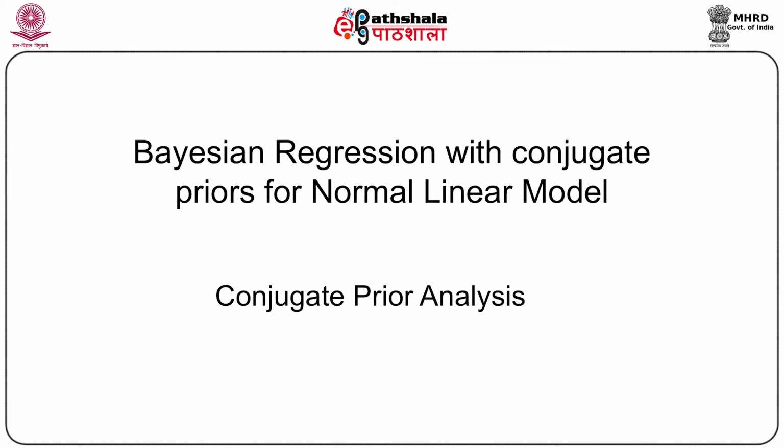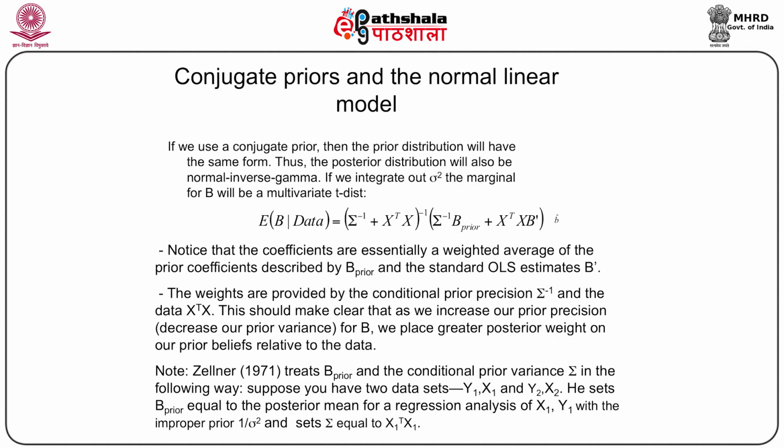To continue the Bayesian regression with conjugate priors for the normal linear model, we'll talk in detail about conjugate prior analysis. Suppose that instead of an improper prior, we decide to use the conjugate prior. For the normal regression model, the conjugate prior distribution for P of B0 to Bk, sigma square is the normal inverse gamma distribution. We have seen this distribution before when we studied the normal model with unknown mean and variance.